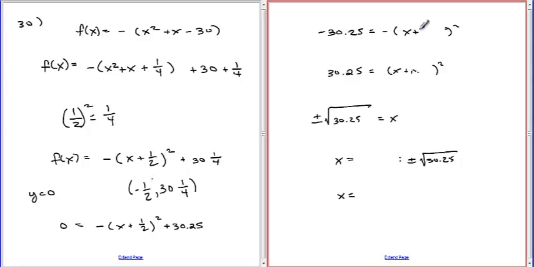0.5 or half. I'm going to put it as a decimal. 0.5, 0.5, 0.5. So you get negative 0.5 plus or minus the square root of that. And so the square root of 30.25 is 5.5. So this ends up being negative 0.5 plus or minus 5.5, which is x equal, if you take the negative, you get negative 6, and if you take the positive, you'll get positive 5. So that's my two x-intercepts.